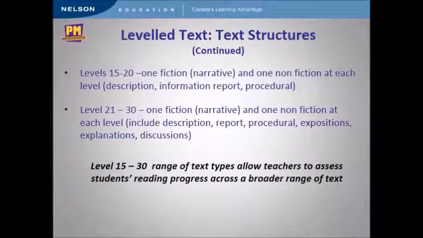When we take a look at levels 15 to 20, you'll see that there's one fiction and one nonfiction at each level. And at level 15, the text structures are description, information, report, and procedural text. When you look at levels 21 to 30, there are also 2 texts, one fiction and one nonfiction. And now the types of structures have been expanded. So you'll still see descriptions, reports, procedurals, but now added to that will be expositions, explanations, and discussions.